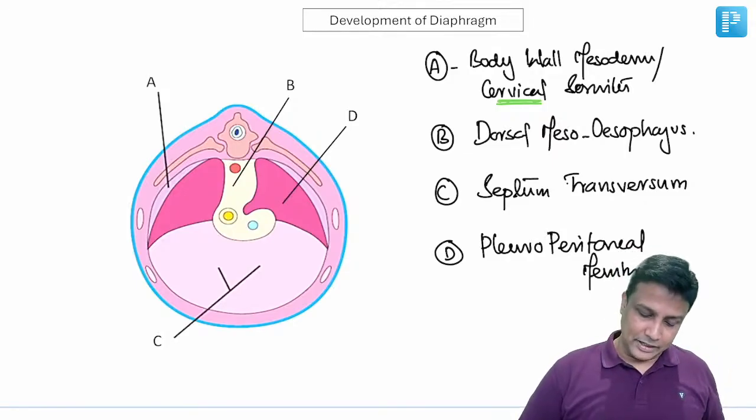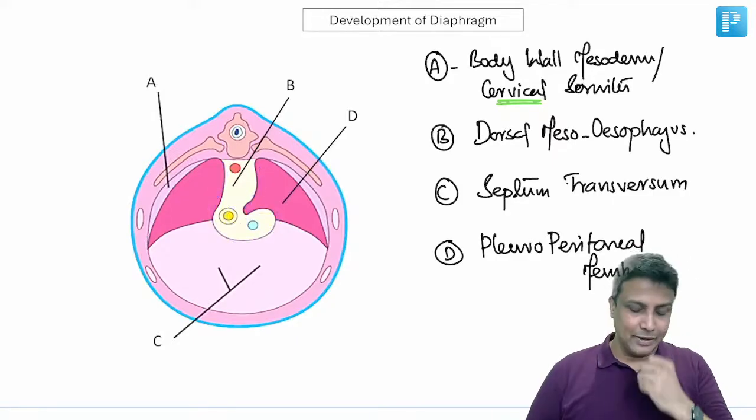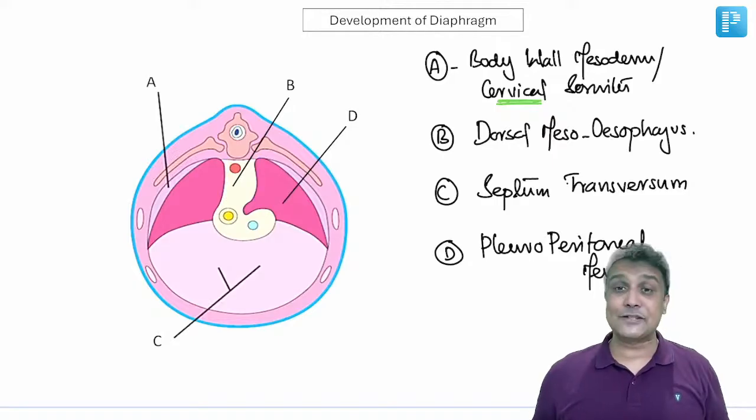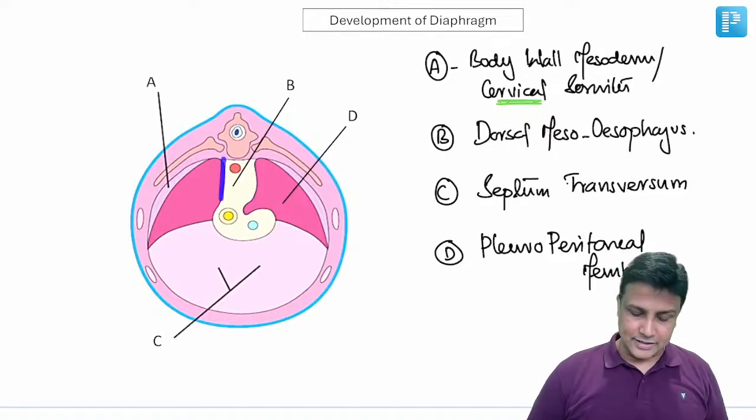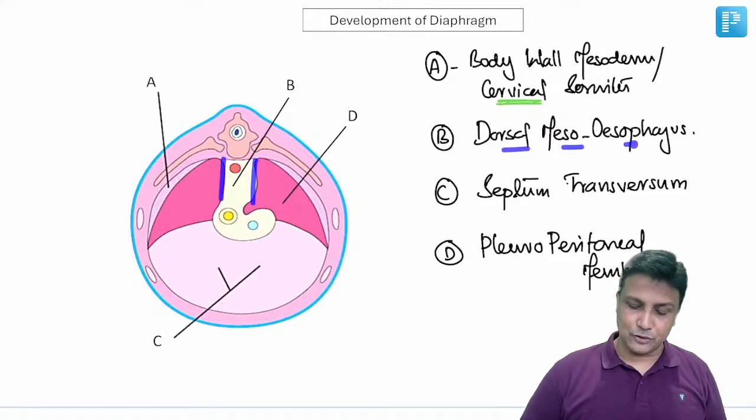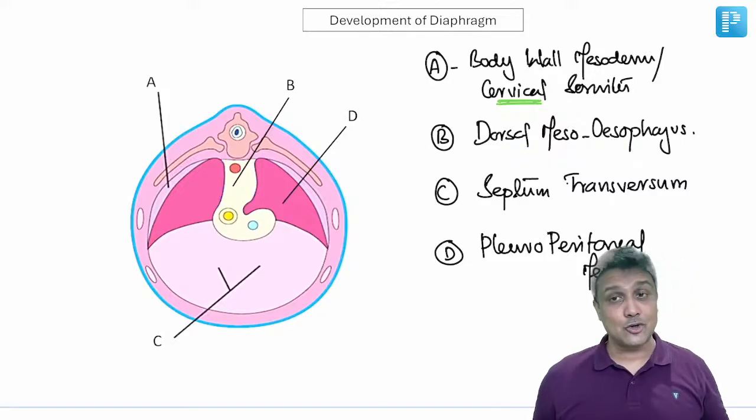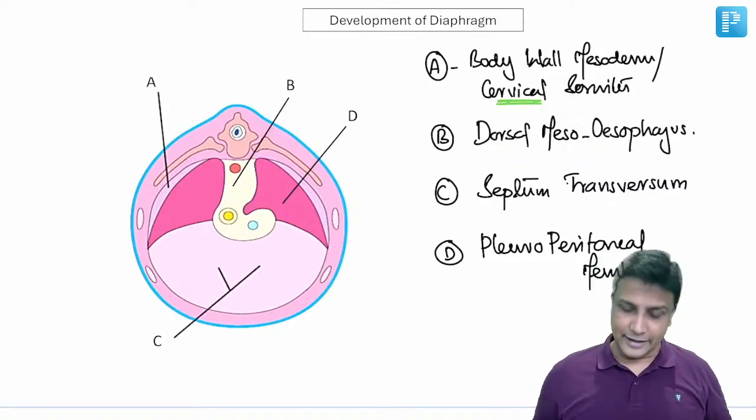And then what about B here? Remember, if this was your esophagus here, then the peritoneum will be coming here, enclosing this one and going back there. The double layer of peritoneum which will be formed here will be known as mesentery. And that is on the dorsal side, dorsal mesoesophagus, enclosing the esophagus. That is also contributing to the formation of your diaphragm.